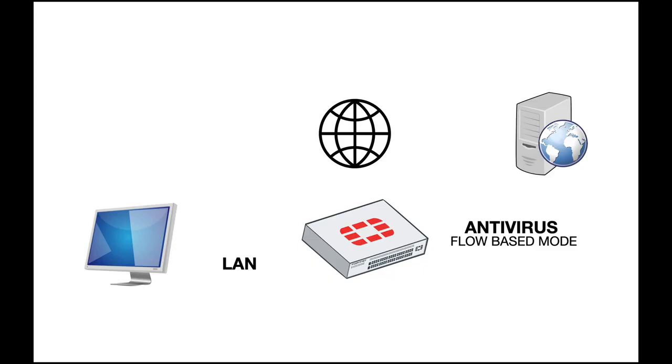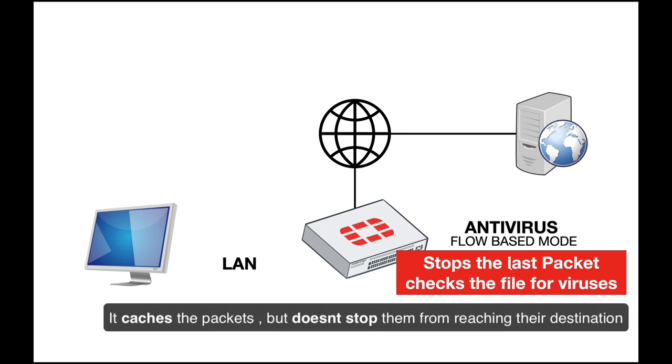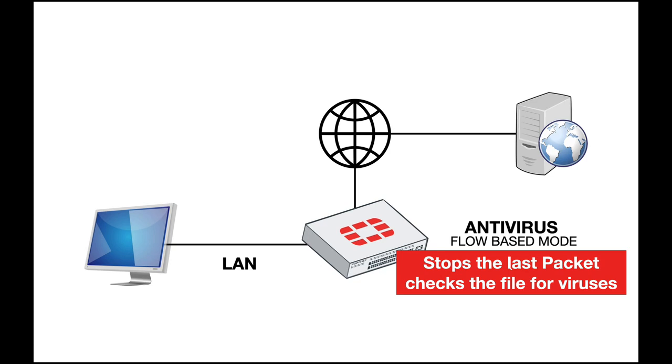So in a flow-based inspection mode, and in this case, we're seeing what is done when you're using an antivirus security profile. Your host asks for some file. It goes through your FortiGate, and your FortiGate actually doesn't buffer the packets. It stops only at the last packet. That is, it stops the last packets, checks the file for viruses. Now, if everything goes well, it will send the file to the host. If something happens and it finds viruses, then it will show you one of the replacement messages.